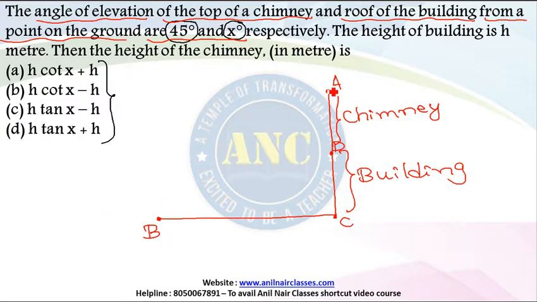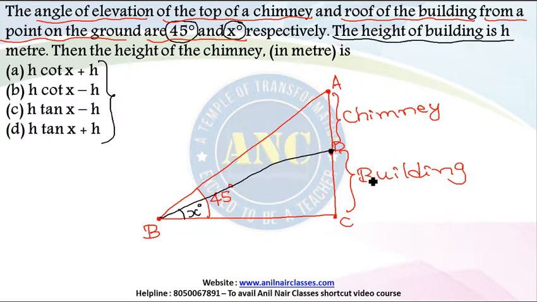So the chimney is making an angle of 45 degrees. That means this entire angle is given as 45 degrees, and the roof of the building is making an angle of elevation of x degrees. This entire smaller angle is nothing but x degrees respectively. I hope this diagram is clear. The height of the building is h meters. This height DC is given as h meters, and then find the height of the chimney. Height of the chimney I don't know. I will call it t meters, for example. I am interested in finding the value of t.